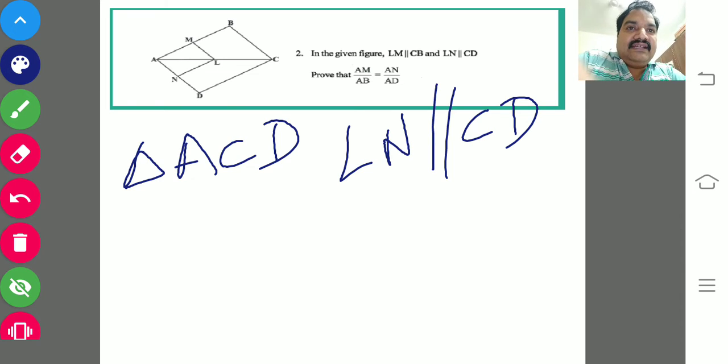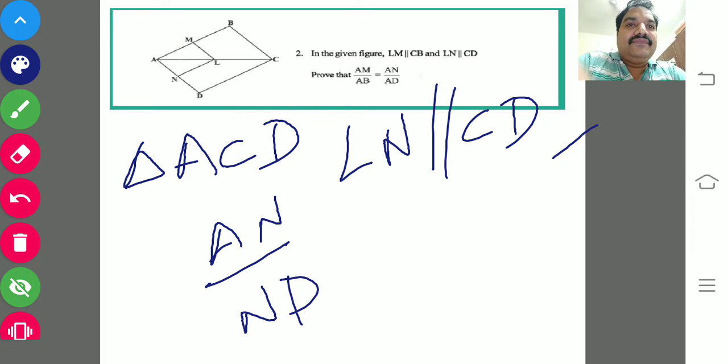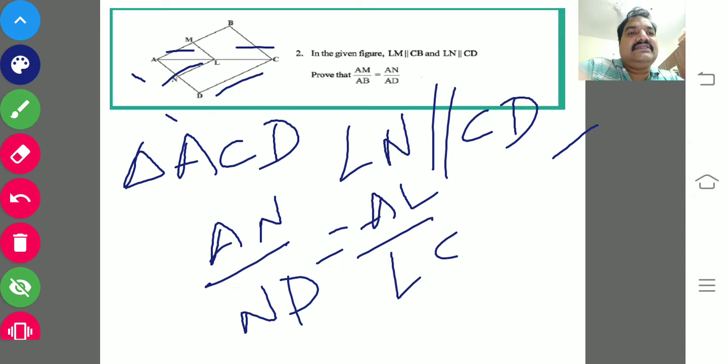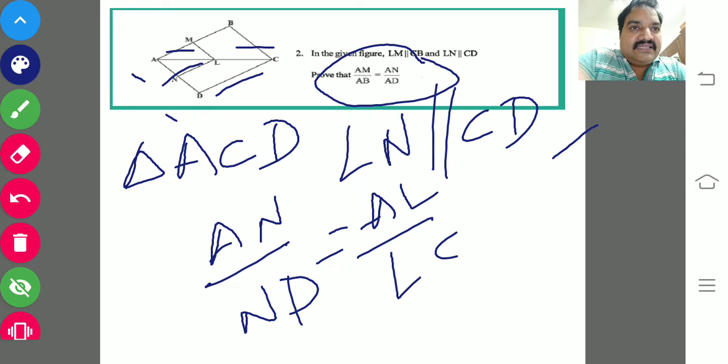So in triangle ACD, LN is parallel to CD. So automatically you can apply the basic proportionality theorem. Yes, AN by ND equals AL by LC, because these two are parallel. AN by ND equals AL by LC. Yes. So our destination is AM by AB equals AN by AD.